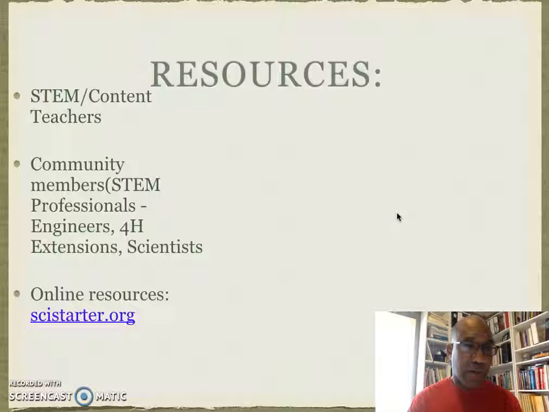And more projects and activities and challenges are available on SciStarter. SciStarter.org is a wonderful organization. It's a database of activities. I strongly recommend it. It's a great source.